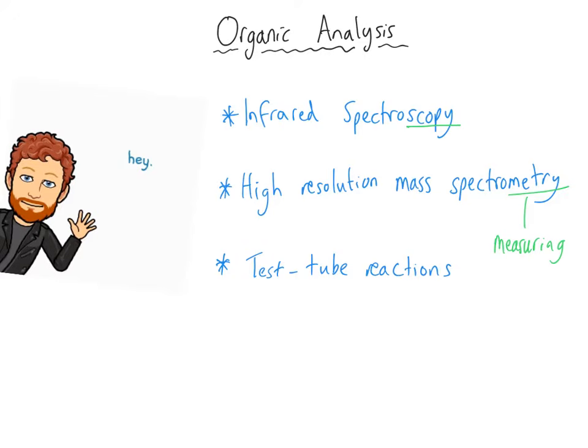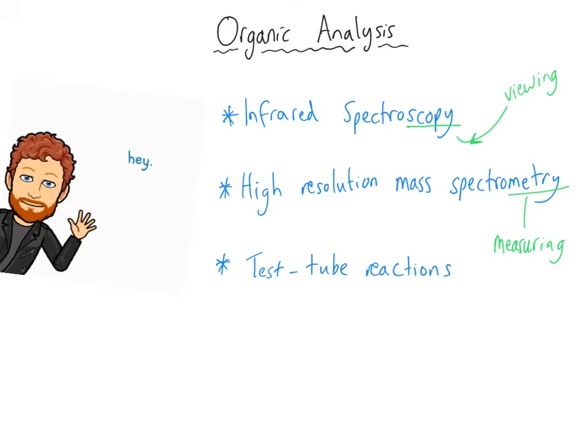Now, a metric is a measurement, and so mass spectrometry means measuring, whereas scopy comes from the Greek to do with inspecting or viewing. So infrared spectroscopy means more viewing or visualizing. And so that's a subtle difference between infrared spectroscopy and mass spectrometry. So the name endings do indicate a difference, but in terms of your understanding for A-level chemistry, you don't really need to know why there is that difference.